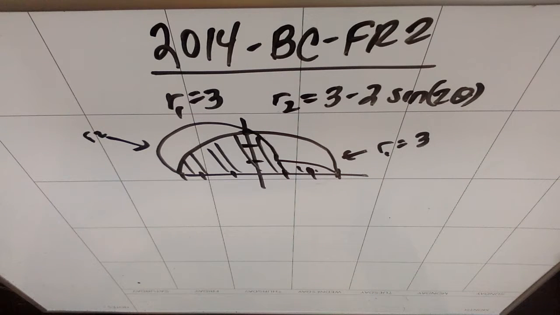All right, we are back at AP Review. This is 2014 BC for response 2, and it is a polar problem on the calculator.